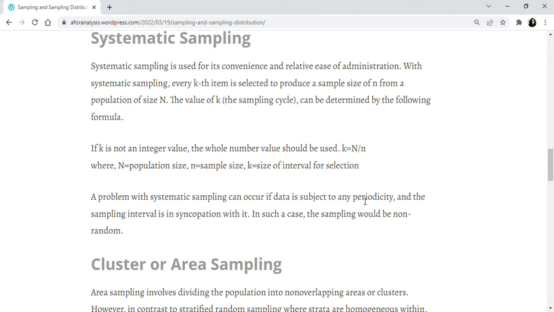So if the students are randomly distributed, if the roll numbers are randomly distributed, in such cases, meaning there is no cyclicity, if we take the 60th student from each class, we will still have a good sample. But if the data has cyclicity or periodicity, in such cases, the sample would not be random anymore.